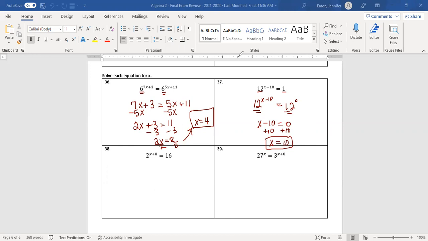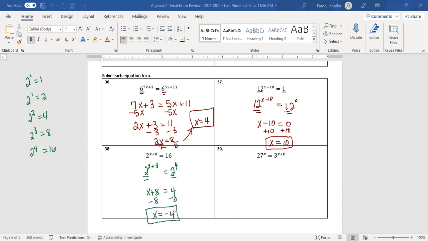All right, our last 2 problems, we need to find those common bases. So we have a 2 to the x plus 8, and we have a 16. So we need to know 2 to the what would give me 16. Well, 2 to the 0 is 1. 2 to the first is 2. 2 to the second is 4. 2 to the third is 8. 2 to the fourth is 16. So I can change 16 to become 2 to the fourth. So we have 2 to the x plus 8 equaling 2 to the fourth. My bases are the same. So we get x plus 8 equals 4. I'm going to subtract 8 from both sides. So we get x is equal to -4 for problem number 38.